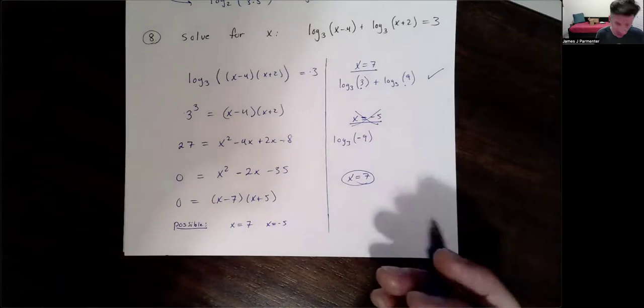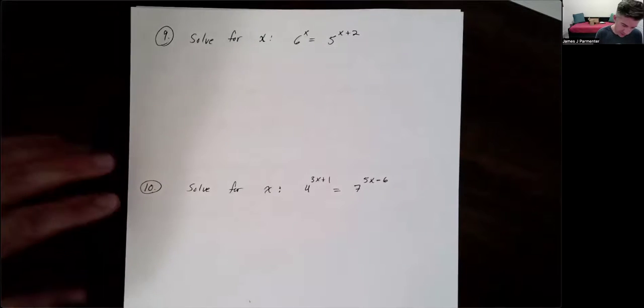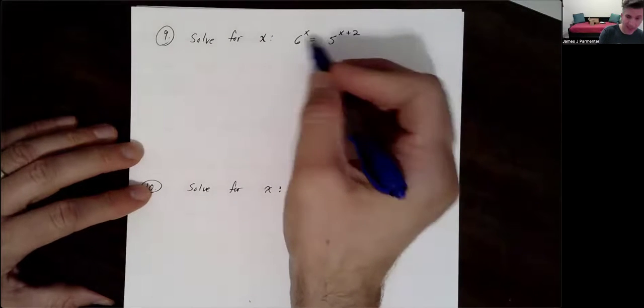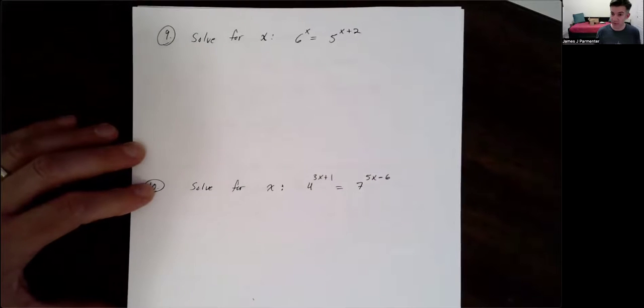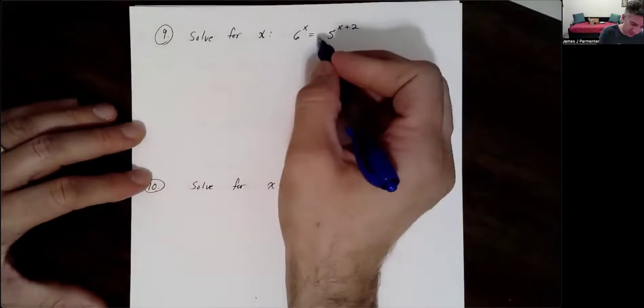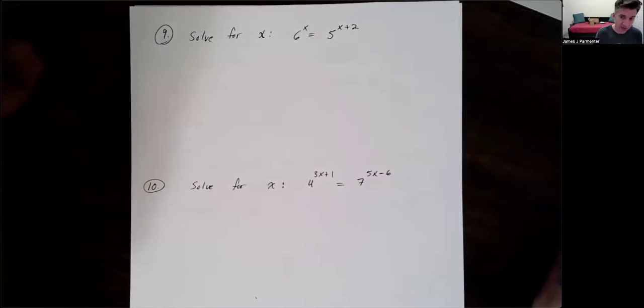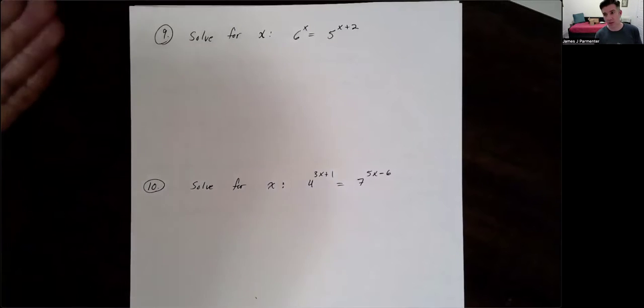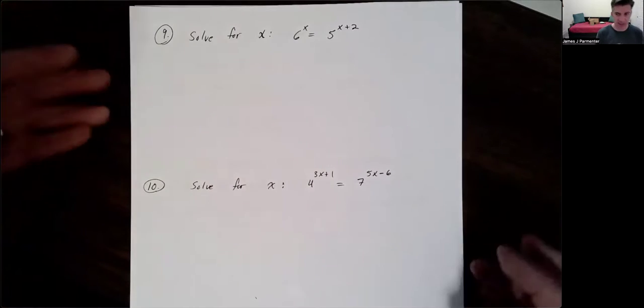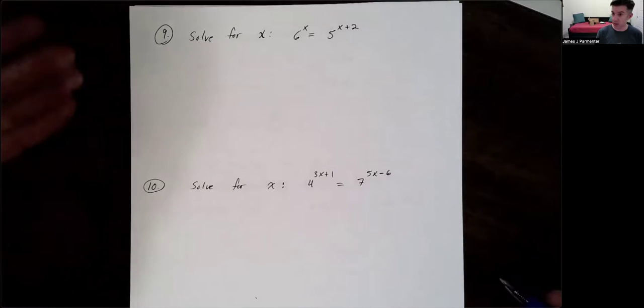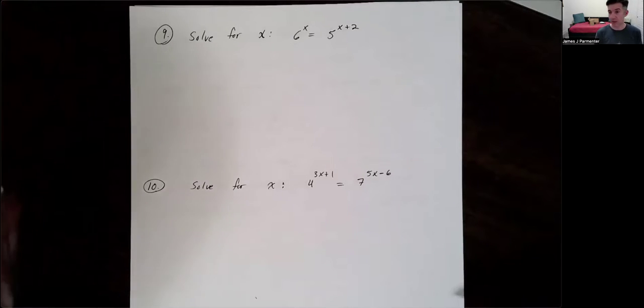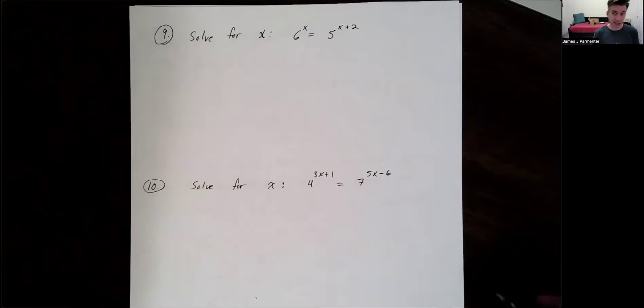Okay, not too much more. Some gnarly equations here. Solve for x, where you have both sides raised to powers that involve your variable. So we have 6 to the x equal to 5 to the x plus 2. When solving an equation like this, you could use the log base 6 or the log base 5, but the standard practice is to use either the natural log or the log base 10. My preference is natural log because it's less letters to write.